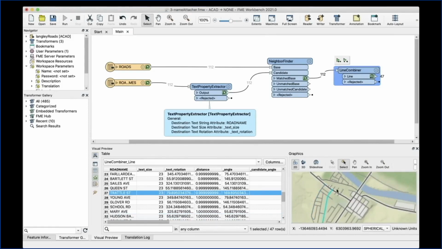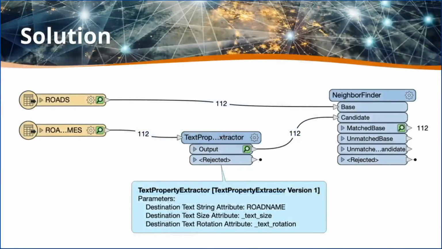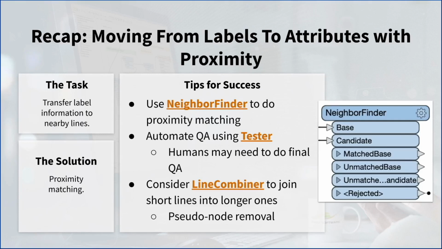Again, I've lost my nodes, but for some scenarios that might be helpful. So again, this is the workspace we just saw. And what are the tips? Again, we're doing proximity matching, and we use our neighbor finder to do that. You can use the tester to make sure that you have at least one match. And whenever you're doing proximity, you may have to have humans do a final QA, but the tester can deal with the things that might be not enough matches or too many. And then sometimes you might want that line combiner to get rid of what we used to call pseudo nodes to make you long lines.